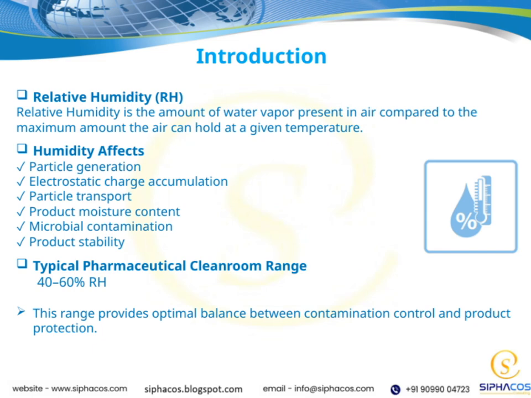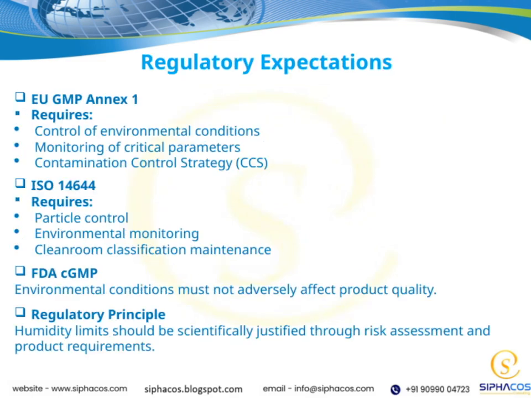For pharmaceutical cleanrooms, the typical RH range is between 40 and 60%. This range strikes the right balance, keeping contamination in check while protecting the product. When we talk about regulatory expectations, there are a few key standards to keep in mind.